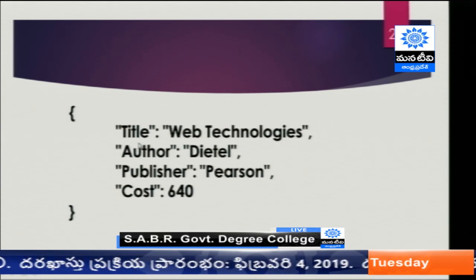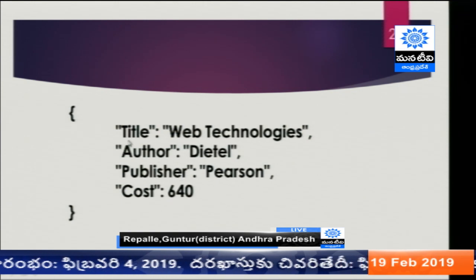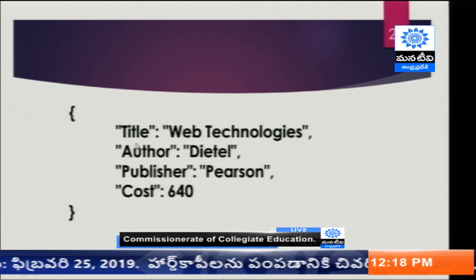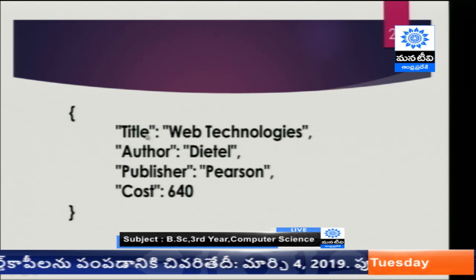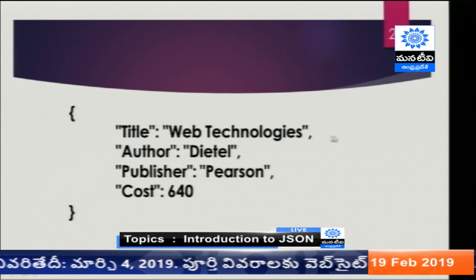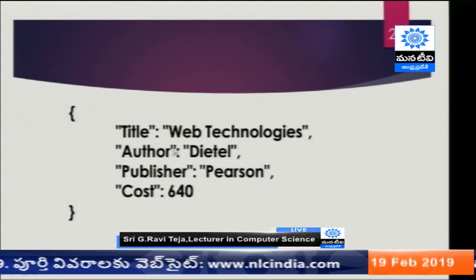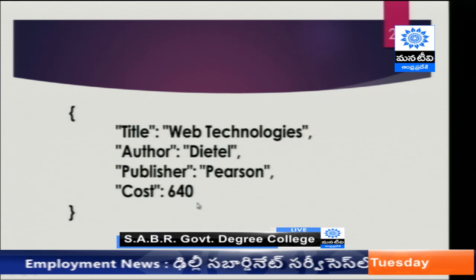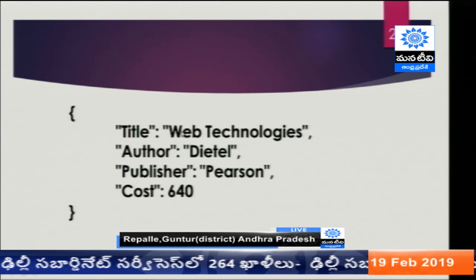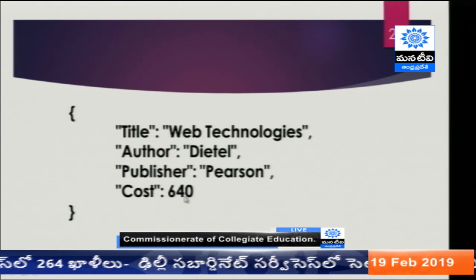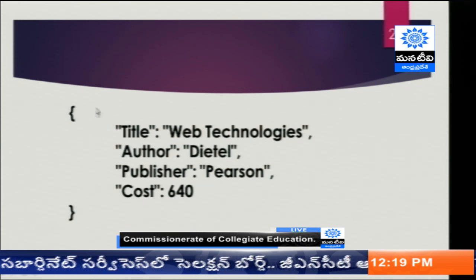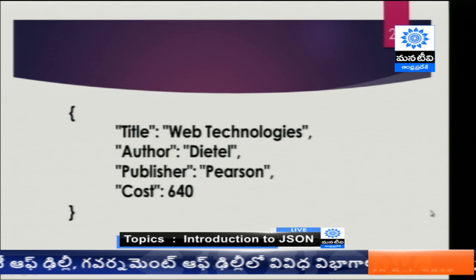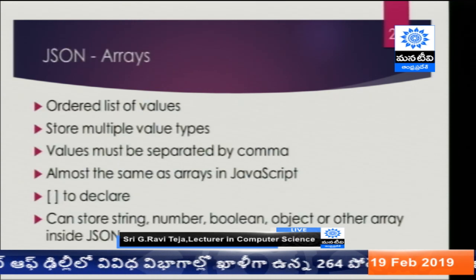This is a simple example, as we have seen earlier, where we are representing the textbook data. This is the title, the name followed by colon and web technologies. This is the key or name followed by the value, and we have to separate it with comma. Next, author, title and publisher, and the cost, you have seen here that 640 is a number. All these values are strings, whereas this 640 is a number, and we are representing the entire thing in curly braces. So, this is a simple notation of a JSON object.